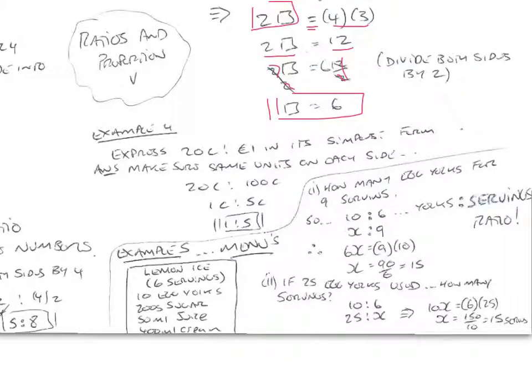Sometimes we're asked to express ratios in their simplest form, but we're given different units within the ratio. So we have 20 cents and €1. We should have both in euros or both in cents. In this case, we'll make sure the units are the same on each side, and we'll go with cents. So we rewrite 20 cents is to €1 as 20 cents is to 100 cents. To reduce that to its simplest form, the highest common factor of 20 and 100 is 20. Divide both sides, and we get 1 cent is to 5 cents. That means our ratio is 1 is to 5.